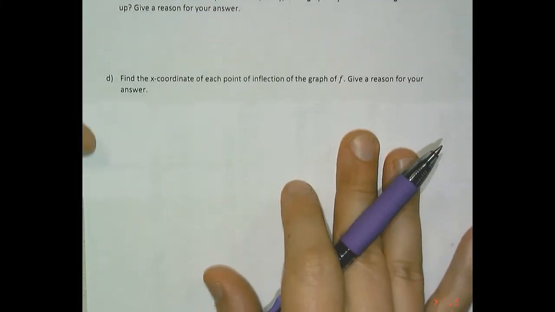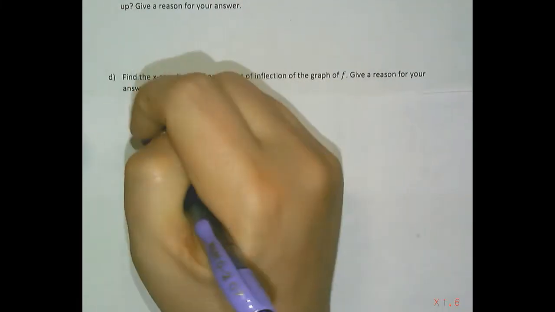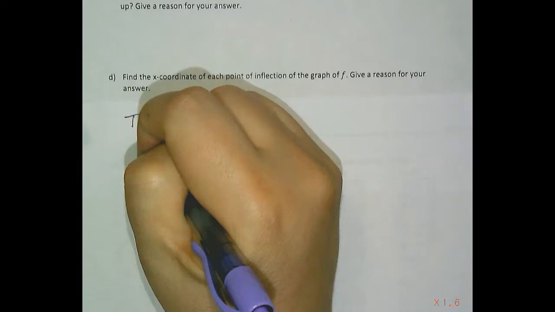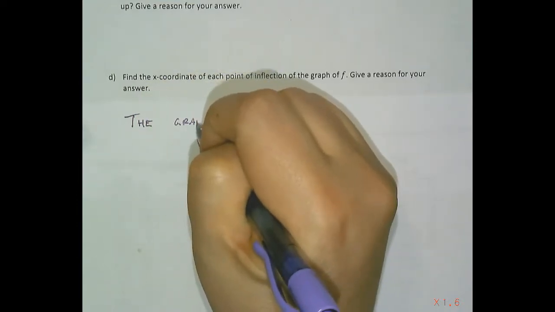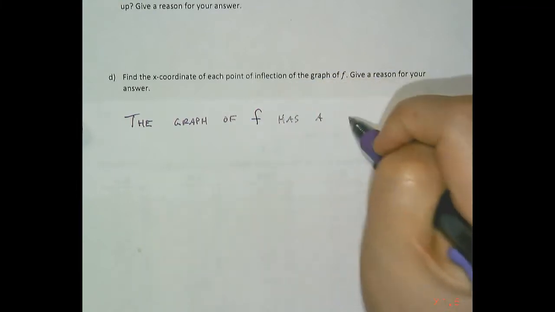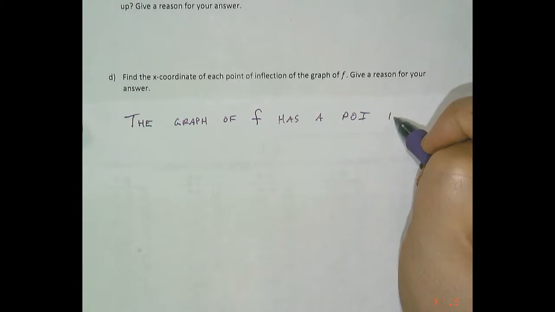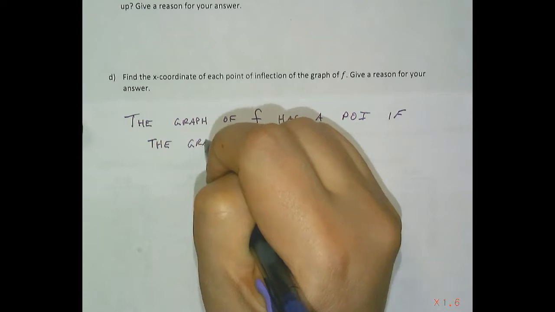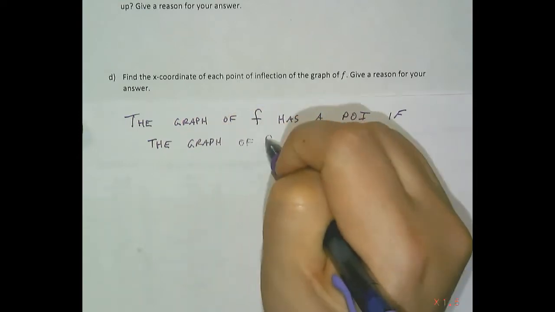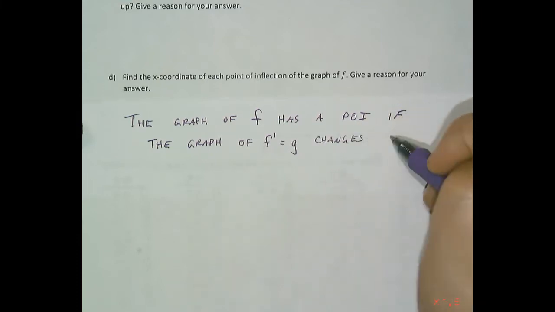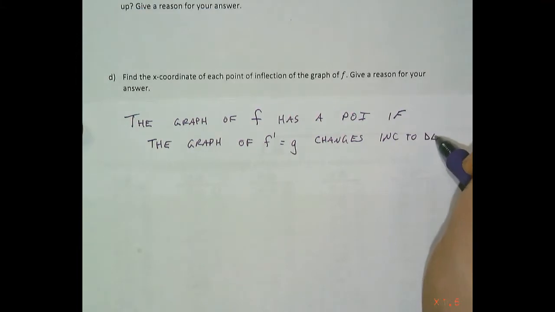Part D, find the x-coordinate of each point of inflection of the graph of f. Oh man, I don't like using lowercase letters. Okay. The graph of f has a point of inflection if the graph of f prime, which equals g, changes increasing to decreasing or decreasing to increasing.